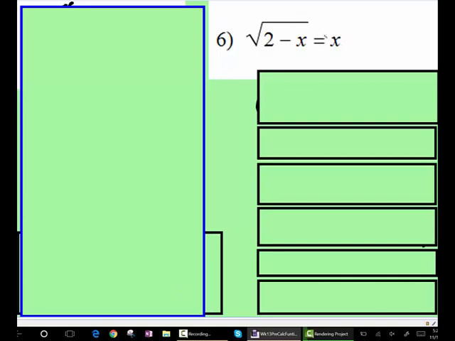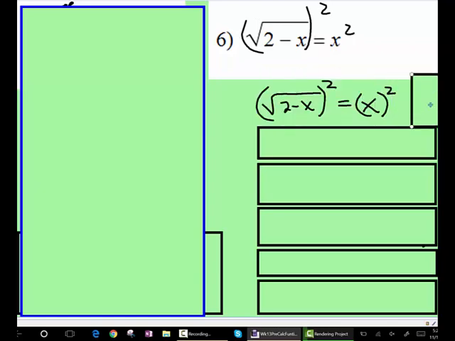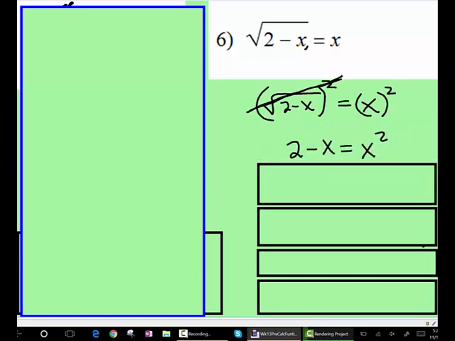Now when we move to this right side equation over here, we need to get the x's to one side, but this x is underneath the radical, so we're going to have to square both sides. And when we square the left side, that undoes the radical, and that leaves us with 2 subtract x is equal to x squared.